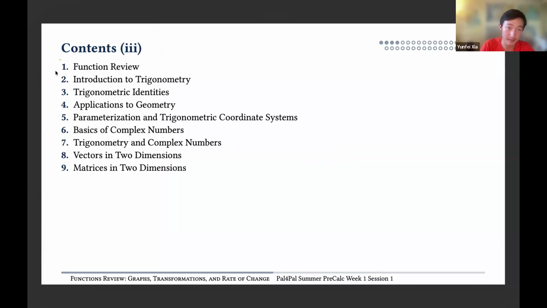And then later this week, you'll see introduction to trigonometry. And then the next week, you'll be going all the way into trigonometry, including identities and applications. And then the week after, you spend your entire week on parameterization and trigonometric coordinate systems. And then you spend the next week learning about complex numbers along with their connection to trigonometry. And then you'll be learning about vectors and matrices. And that's the game plan for the next 5 weeks.